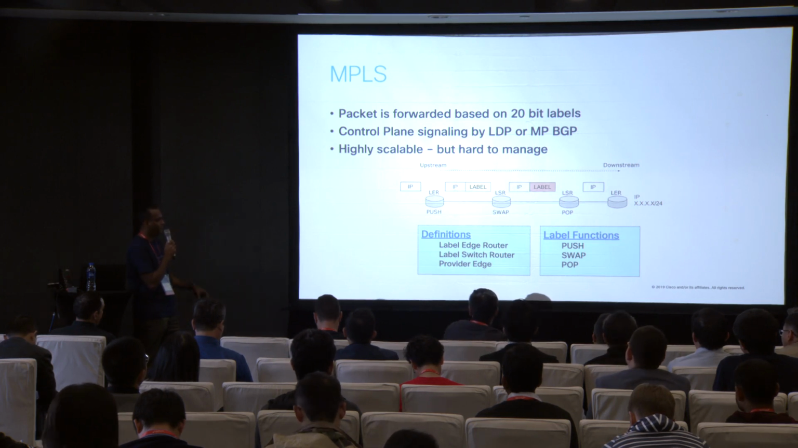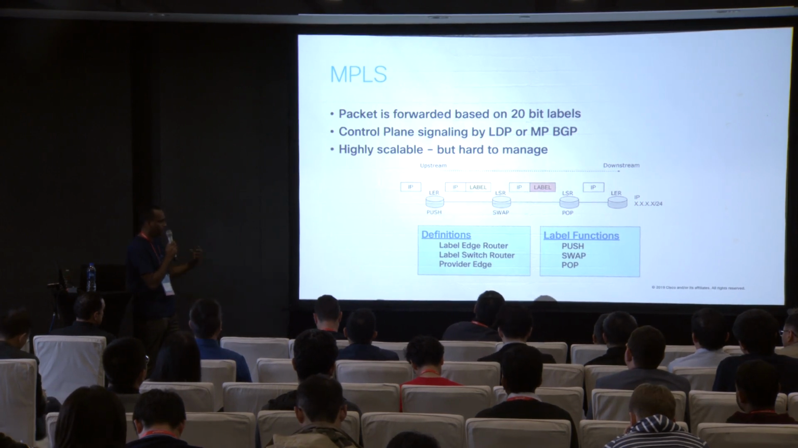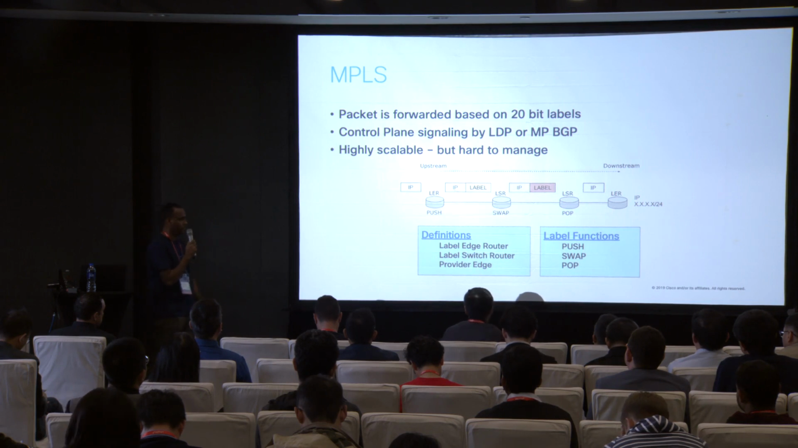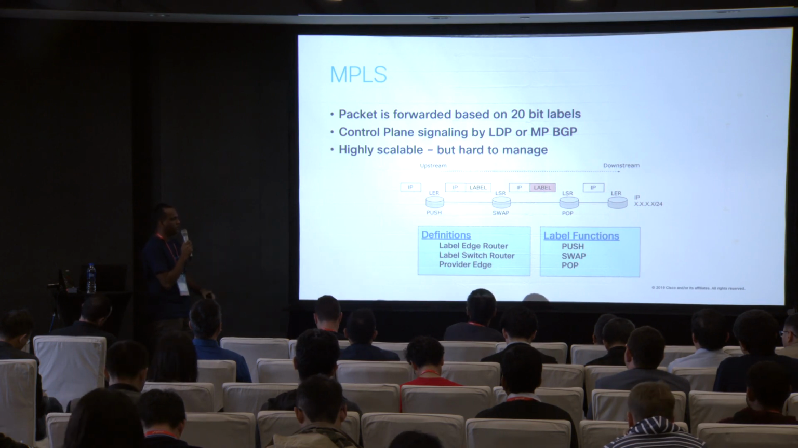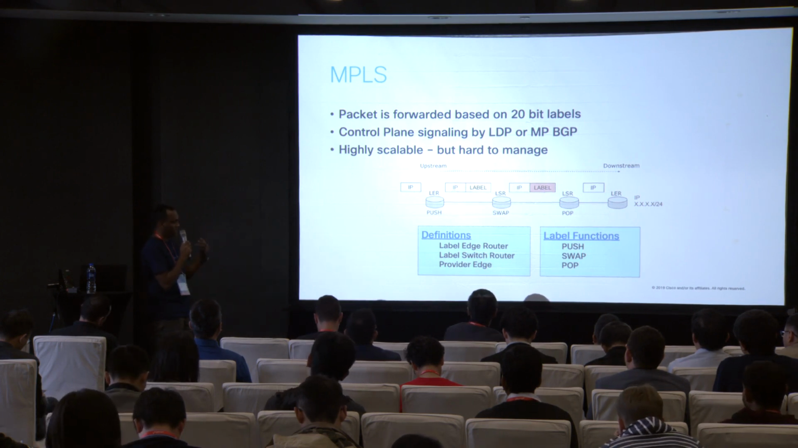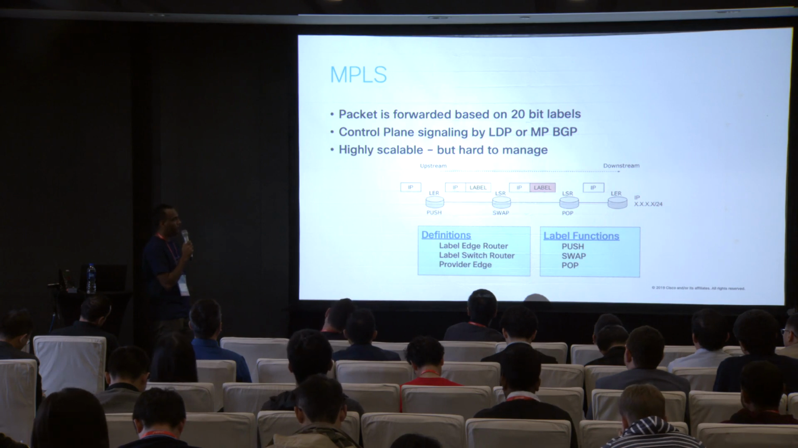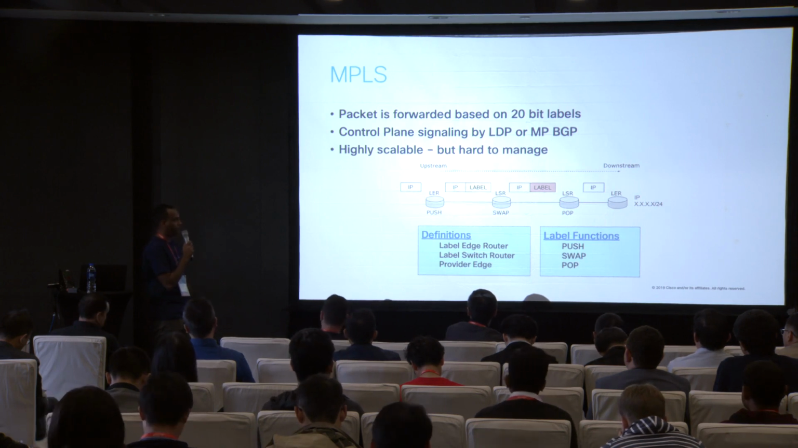And then there are these label functions, which I briefly talked about just a second ago. The push is what is doing the encap, and the swap is the operation that you do when you want to forward the packet through the MPLS backbone. And then the pop is the last operation that you see before the PHP.